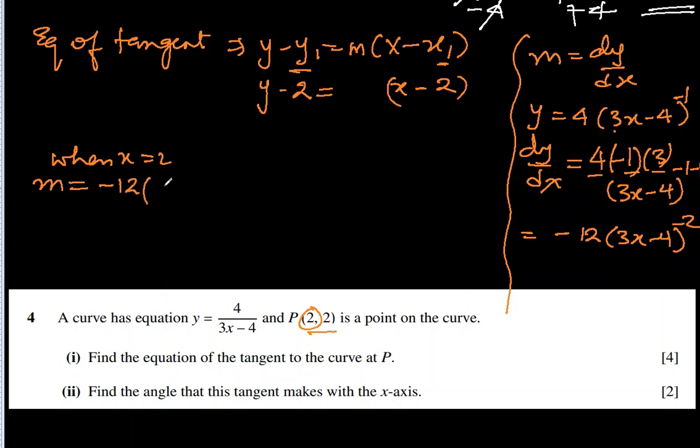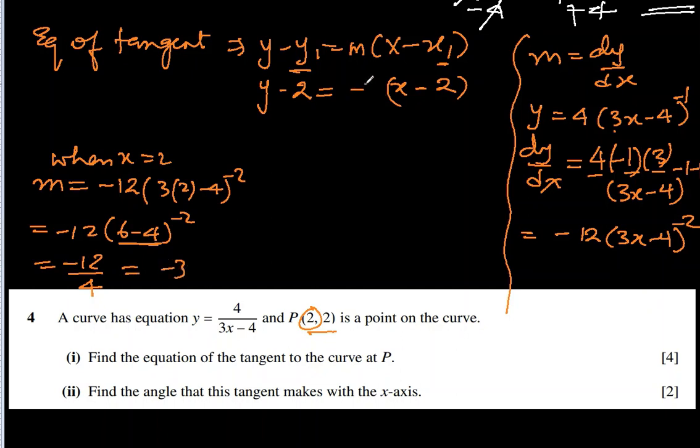Minus 12. 3 times x, where x is 2 now, minus 4 to the power minus 2. You can put this in your calculator; I am doing it mentally. Minus 12, 6 minus 4 to the power minus 2, which is 2 to the power minus 2. Minus 12 over 4 is minus 3. M is minus 3. And we get the equation now. Any format they want? No.